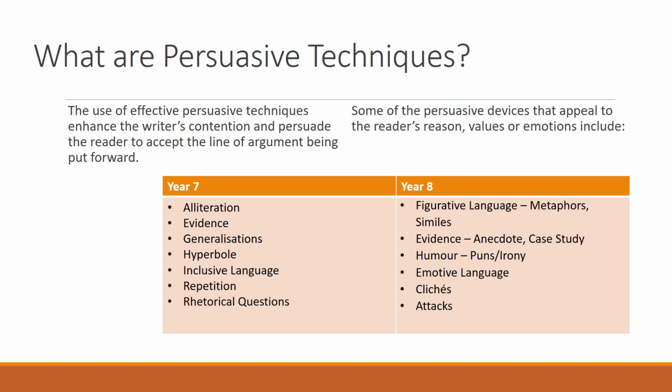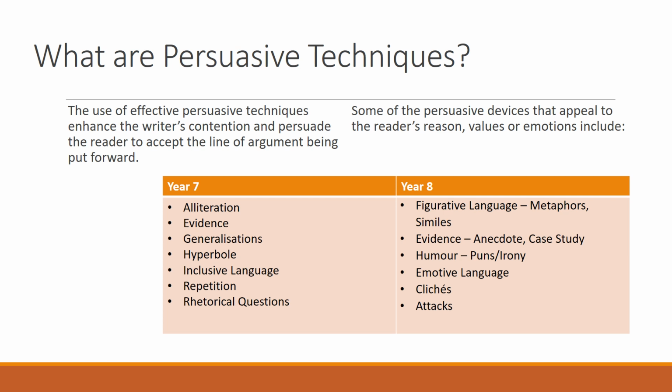Persuasive techniques are used to enhance the writer's contention and persuade the reader to accept the line of argument being put forward. Some of the persuasive devices that appeal to the reader's reason, values, or emotions include, and what we've already studied in year 7: alliteration, evidence, generalization, hyperbole, inclusive language, repetition, and rhetorical questions.